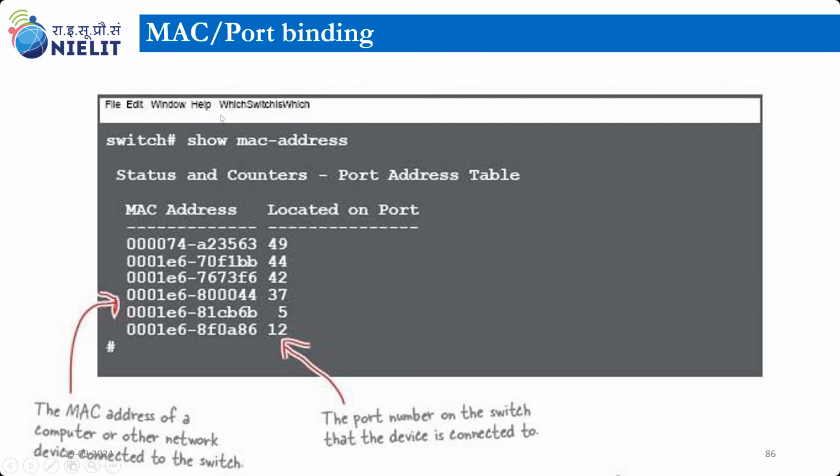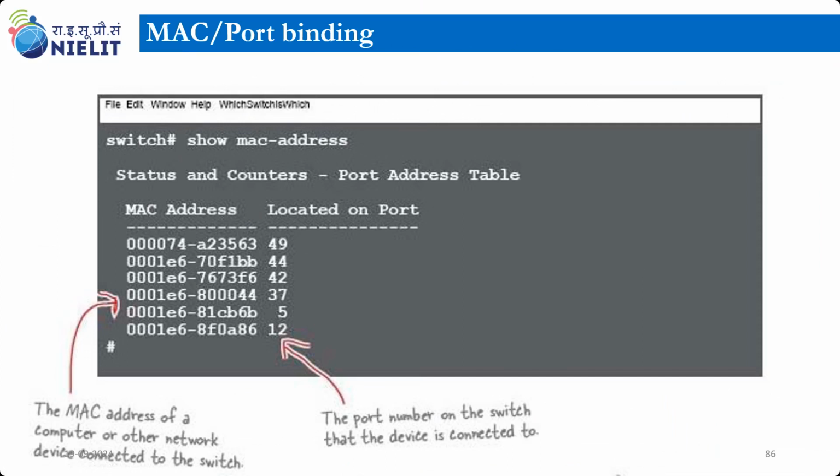For example, this is the command prompt of a switch device. With the help of a rollover cable, we have connected to the console of a particular switch. After running the command show MAC address on the switch, it will show how many MAC addresses there are, and this MAC address is connected to port 49, this MAC address is connected to port 44. So this type of information is maintained by a switch device.